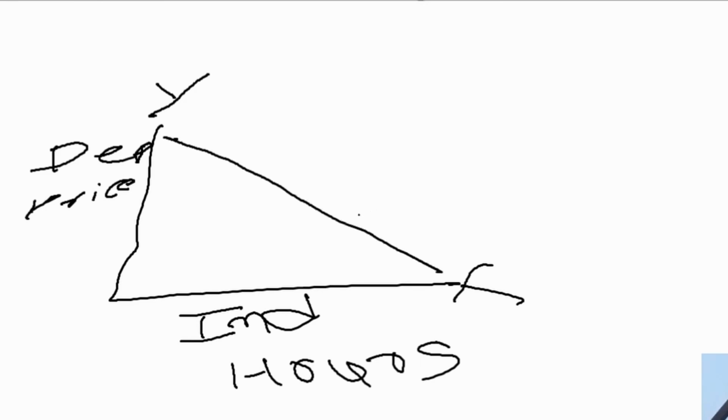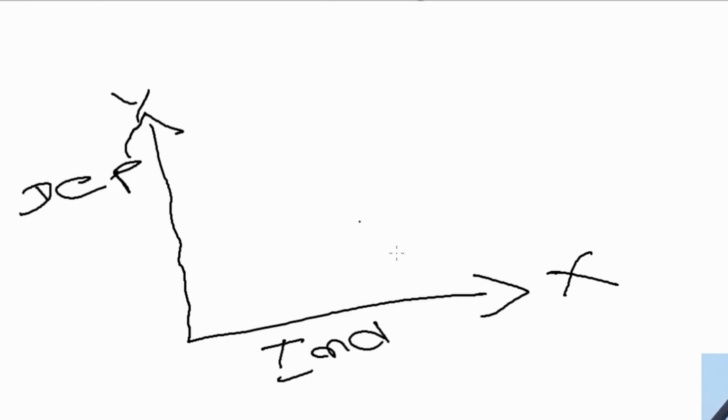So what does it mean? If the hours increase, the price decreases. And there is another regression that is positive regression. You show it like this. So this means positive regression.